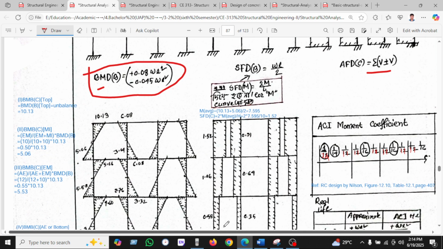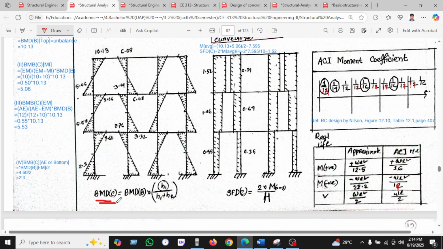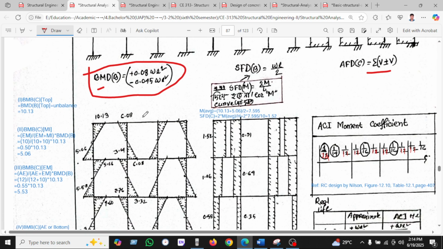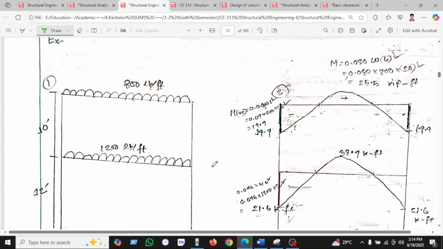Now we can see this is important for the bending moment of the column. How will we get the bending moment of the column? We have to keep in mind that the bending moment in the column is formed from the bending moment of the beam, with H1 divided by H2. So if you look here, I am just giving it here.